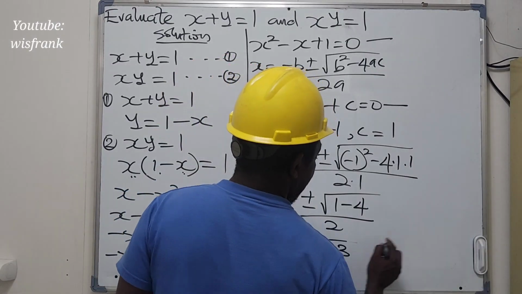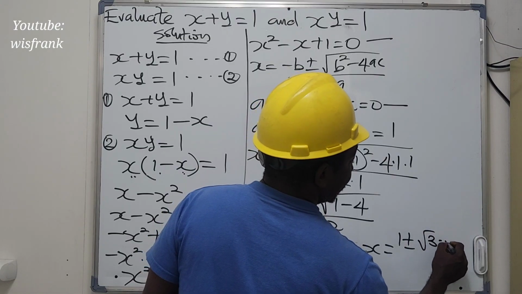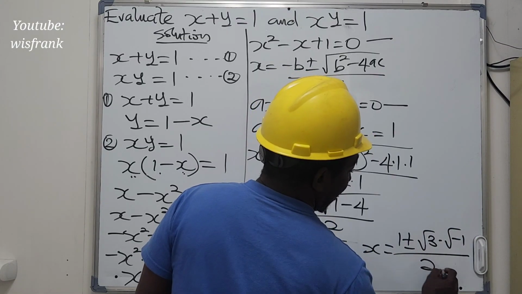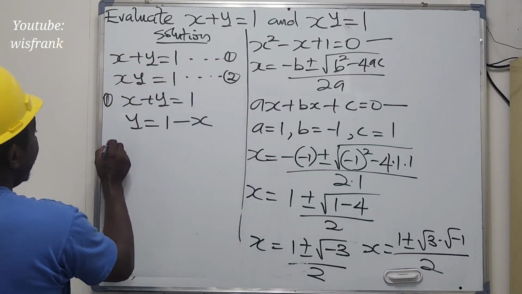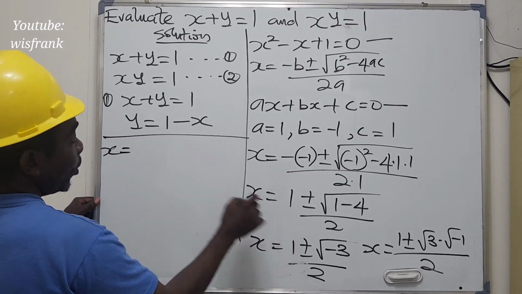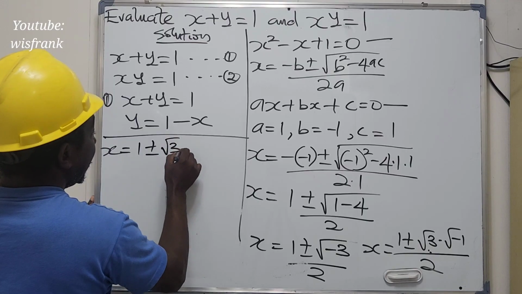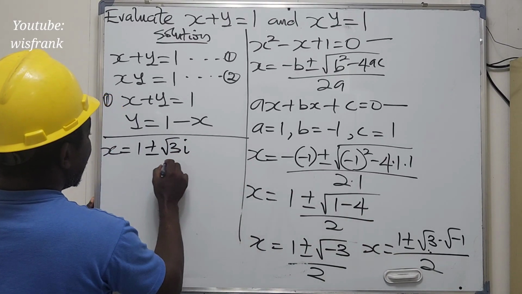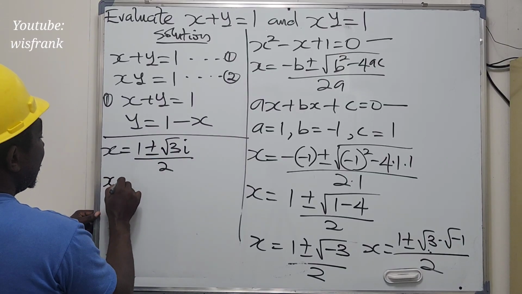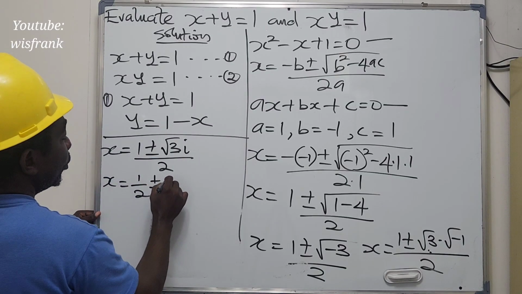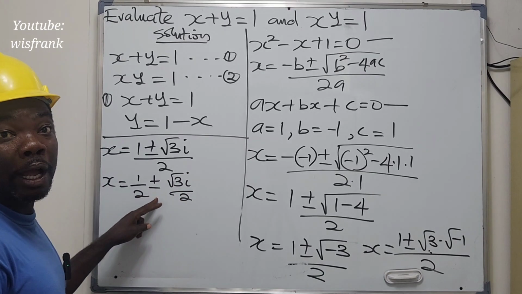So here will give us x equals 1 plus or minus the same thing as square root of 3 times square root of minus 1, all over 2. So in this case, we need to clear this. So we have the value of x here equals 1 plus or minus root 3. Square root of minus 1 is i, which is iota, all over 2. So in this case, we can separate this. So this is the same thing as x equals 1 over 2 plus or minus root 3i over 2. So these are the two values of x because we have plus or minus here.